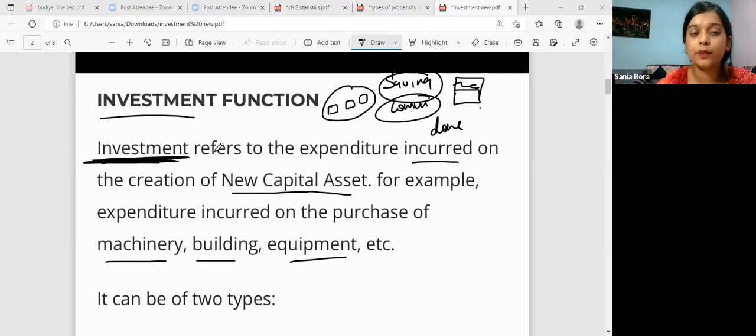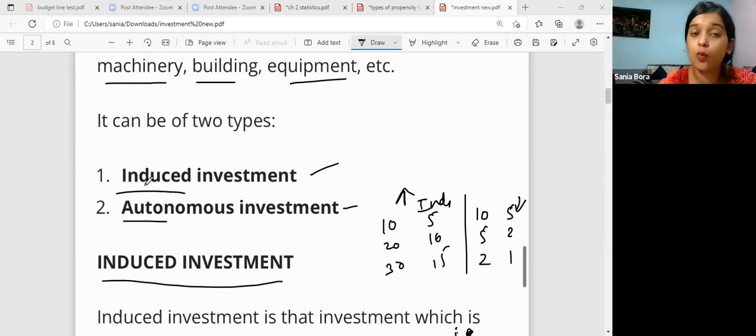Now basically you have two types of investment: one is induced and one is autonomous. What is induced? Induced means it is being affected, being influenced by other things. Autonomous means it is automatic. Nobody influences it; it doesn't care about anyone. He's automatic, right? Clear?